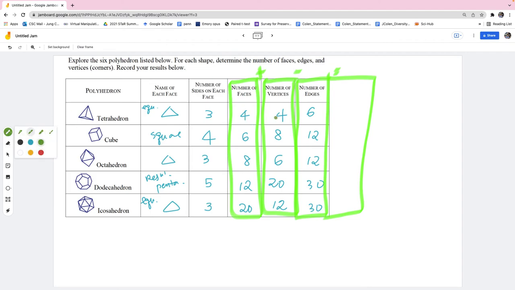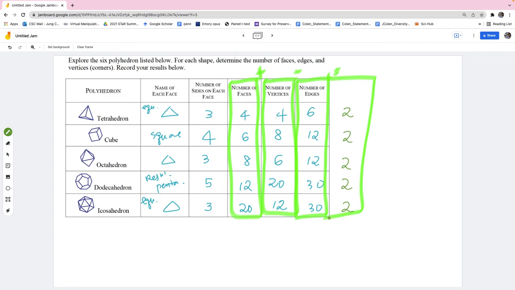Okay, so 4 plus 4 is 8 minus 6, 2. 6 plus 8, 14 minus 12, 2. 8 plus 6, 14 minus 12, 2. 12 plus 20 minus 30, 32 minus 30, 2. 20 plus 12, 32 minus 30, 2.